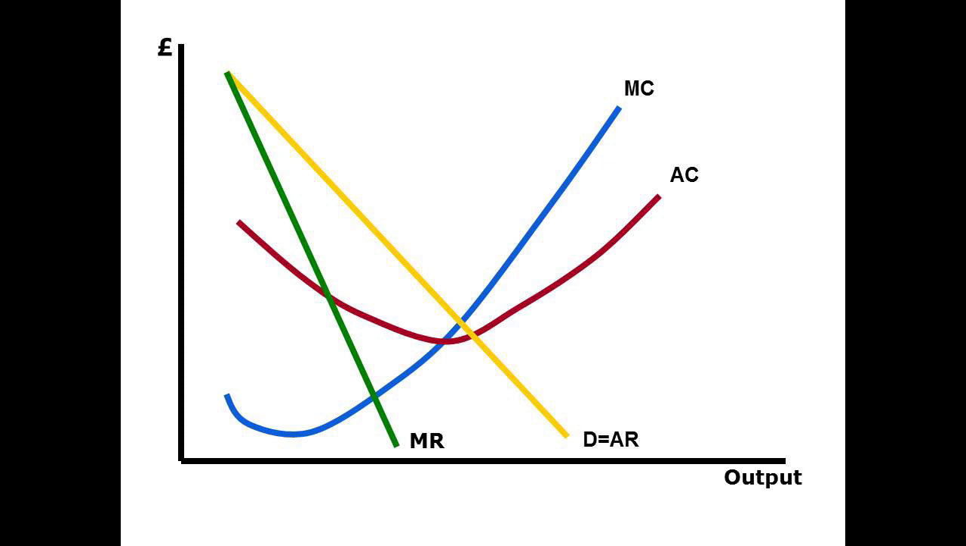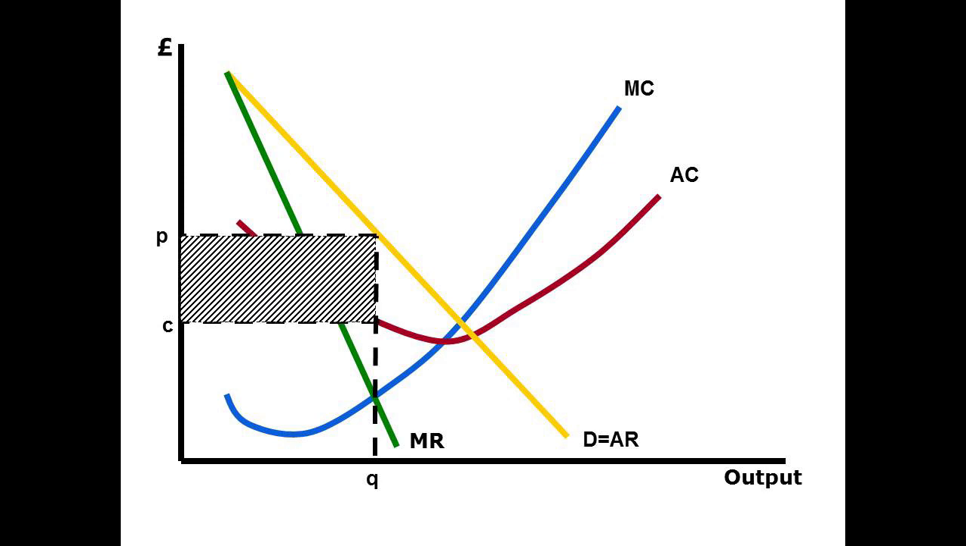We assume the monopoly is a profit maximizer, which means it produces where MC equals MR, which is this point Q. At quantity Q, the price it charges is P, which we find from tracing up from Q until the dotted line meets the demand curve. The cost is where that dotted line from Q meets the AC curve, which is C, meaning the firm is making a supernormal profit, this area here.